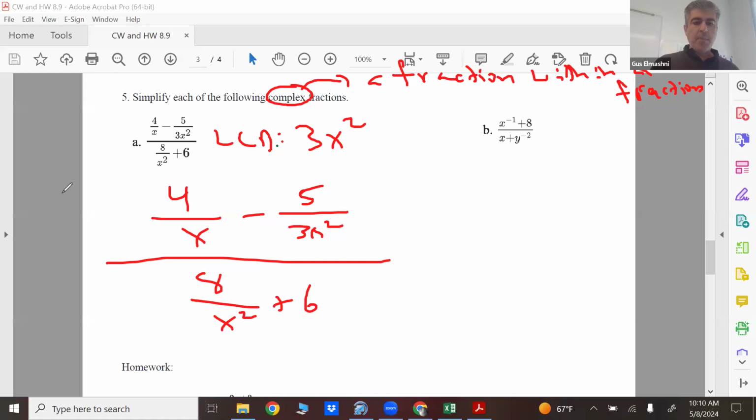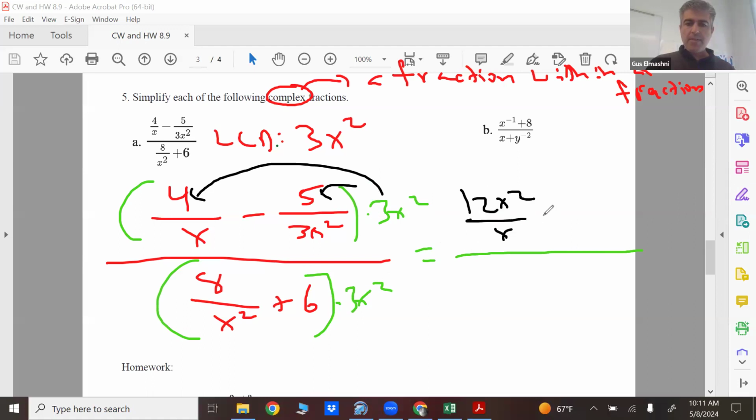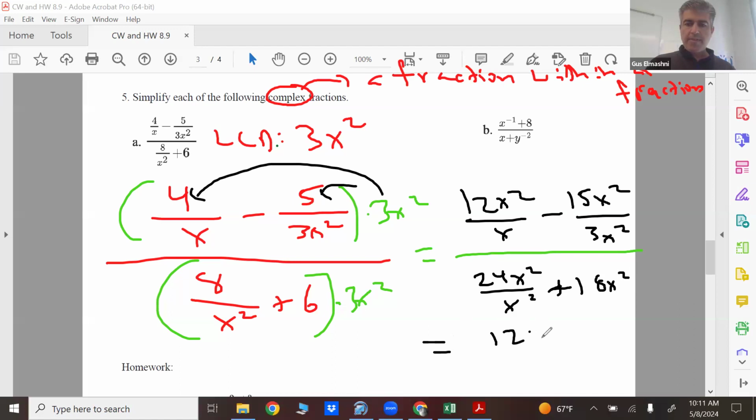So here's what you do, guys. You multiply this by 3x squared, and you multiply this by 3x squared. So you multiply that by 3x squared and that by 3x squared. If you do that, you should get 12x squared over x minus 15x squared over 3x squared, 24x squared over x squared plus 18x squared. You get 12x minus 5 over 24 plus 18x squared.